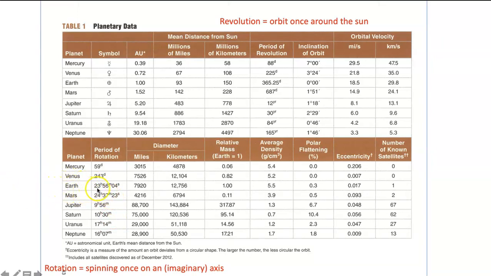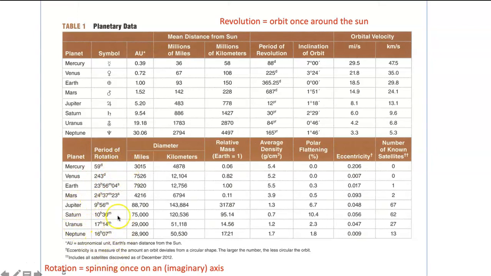The Earth is listed with 23 hours, 56 minutes, and 4 seconds because it's a little bit shy of 24 hours. And you'll remember, that's how long it takes for us to spin once on our axis. The others are listed in days and hours and minutes of Earth time. So Mercury takes 59 days to spin once on its axis.